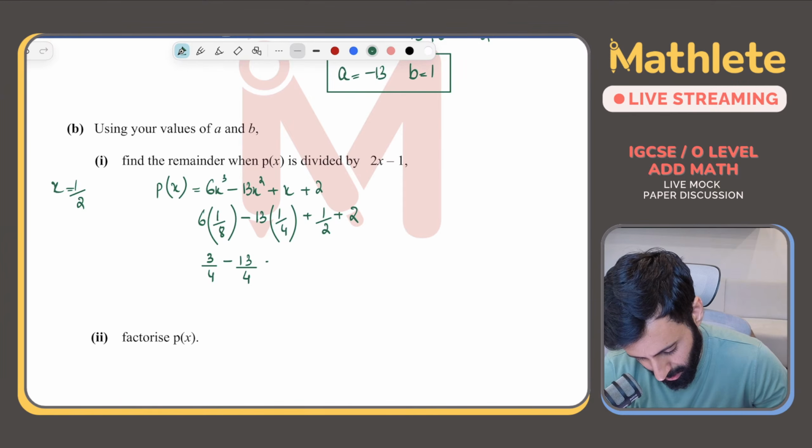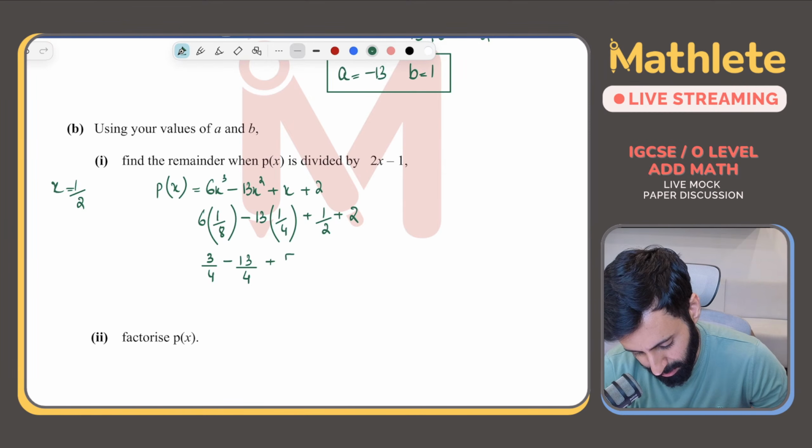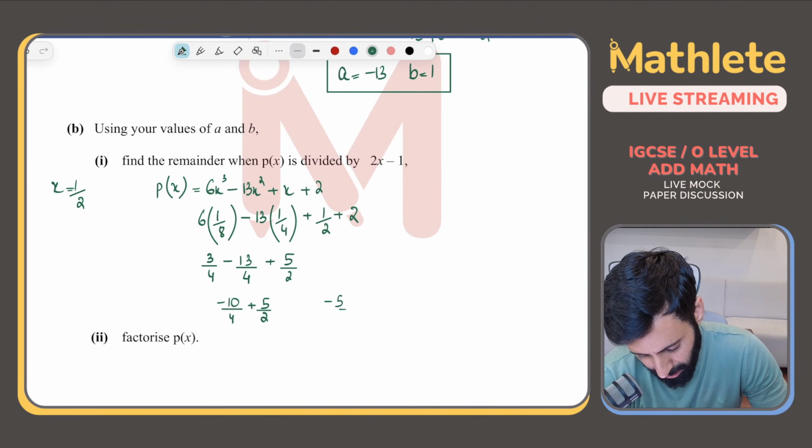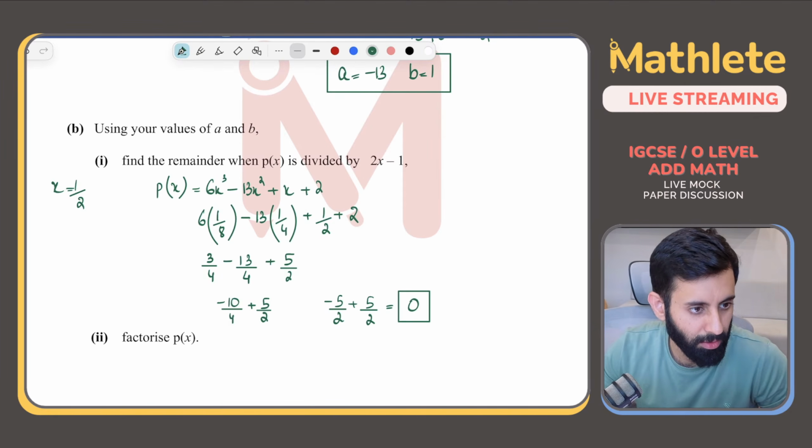Okay. And what is half plus 2? That's equal to 5 upon 2. Okay. So 3 minus 13, that's minus 10 upon 4. Minus 10 upon 4 plus 5 upon 2. So minus 10 upon 4 is actually minus 5 upon 2. So minus 5 upon 2 plus 5 upon 2 equals 0. So that means the answer is 0. So this is the remainder. Okay, that's pretty cool.